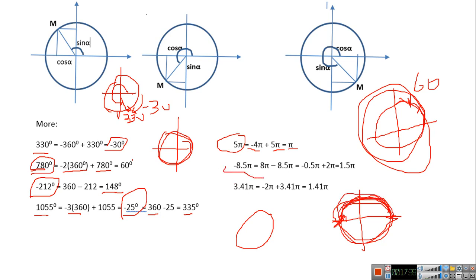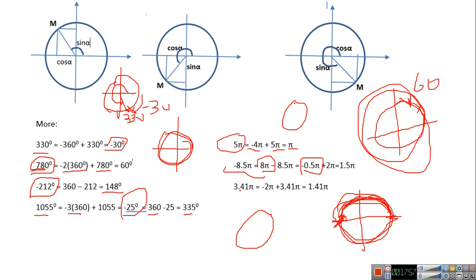Minus 8.5 pi: you can take out an even number of pi. Every even number of pi is a rotation. So 8 pi, minus 8.5 pi, gives minus 0.5 pi. If you don't want it negative, what do you add to it? Plus 2 pi, a rotation, to get pi. Okay, so it is the same as 1.5 pi.